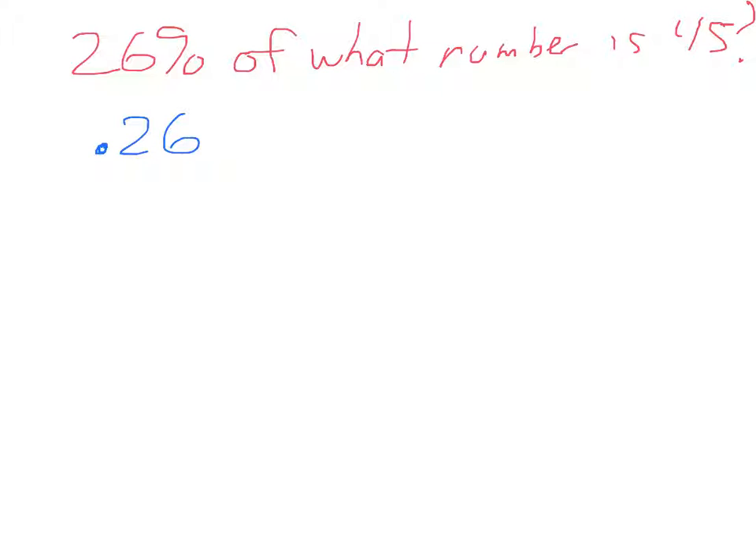0.26 of is times what number? What do I put down? Variable X equals 45. So 0.26 times x equals 45. How do I solve this question?